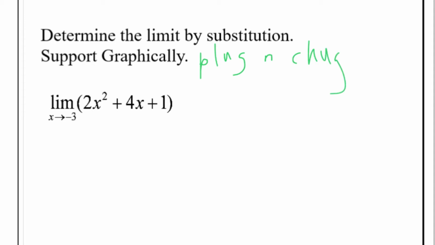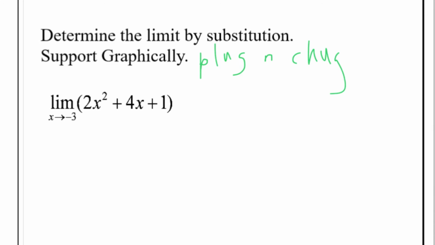So they're saying for this example, find the limit as x approaches negative 3 of the function 2x squared plus 4x plus 1. You know that's a parabola opening upwards. They're asking what is the y value, or the height of this function, when x approaches negative 3. When I say literally plug and chug, all you're going to do is take negative 3 and plug it into the x's in that function.